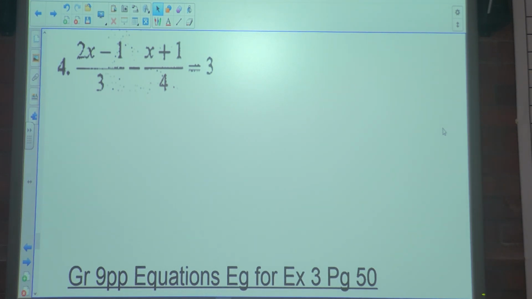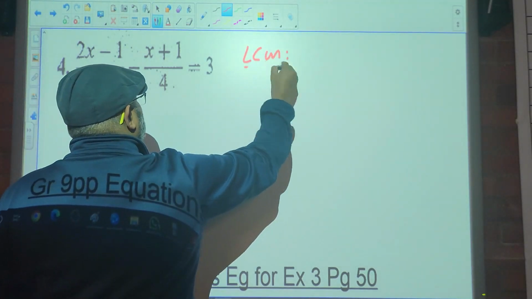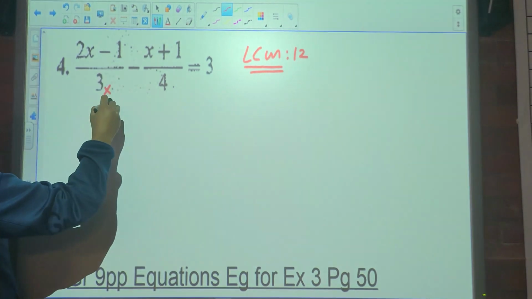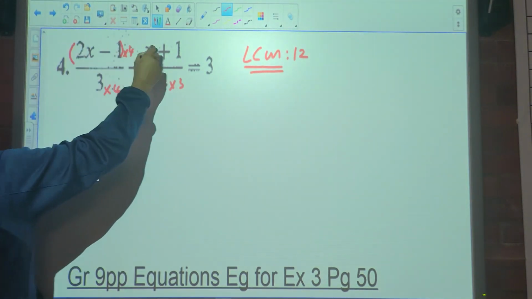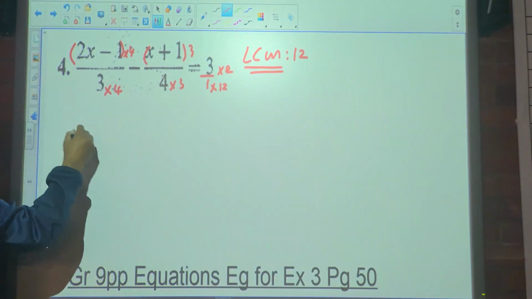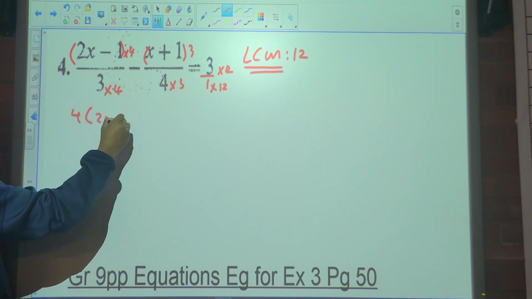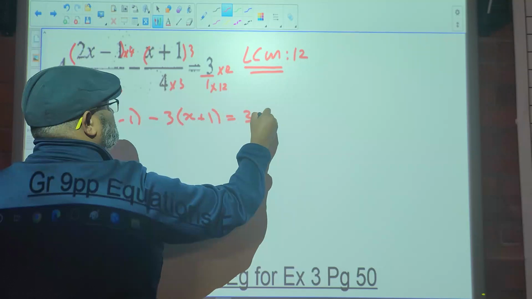What's your LCM here? 12. Alright, so we got many answers here. So we'll see now. 12, so this must be multiplied by 4, this multiplied by 3, this must be multiplied by 12. So what do we have? 4 into 2x minus 1, minus 3 into x plus 1 equals 3 times 12.